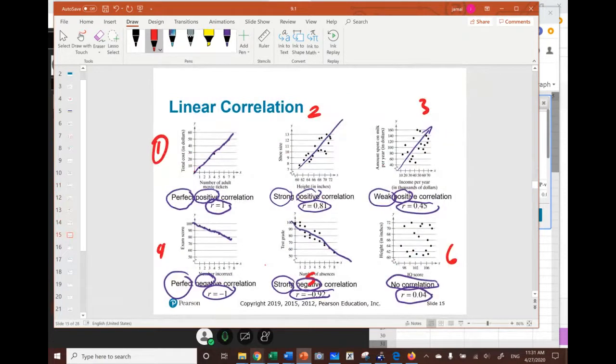Is there a rule on how close to 0 it has to be for there to be no correlation, or is it just close to it? Actually, some people say there is a rule. We're not going to discuss that, but anything at 50% or close to 50 is weak. Anything close to 30%, 20%, as you go towards 0, it becomes weaker and weaker.